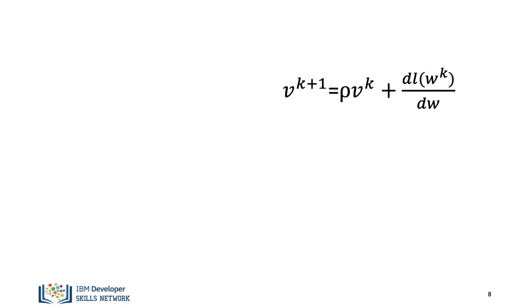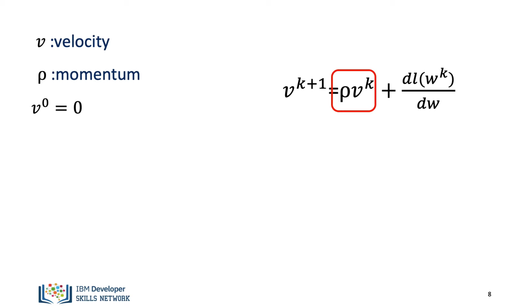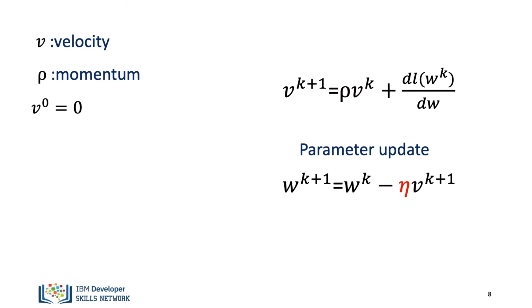The velocity at the k+1th iteration is a sum: the derivative of our cost or loss function with respect to our weight, and the velocity of the previous iteration multiplied by the momentum. The momentum term is represented as the Greek letter rho. It's a positive number, usually less than 1. We set our initial velocity to be 0. The weight for the k+1th iteration is updated with the previous weight minus the learning rate multiplied by the current velocity. This is our learning rate, as represented by the Greek letter eta.